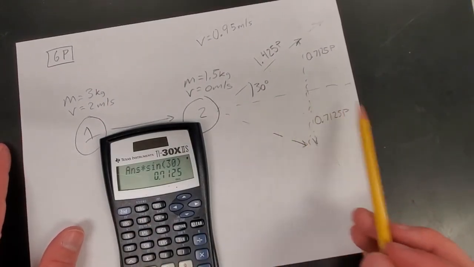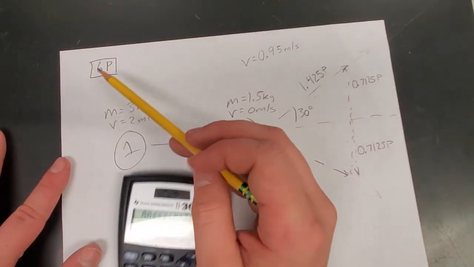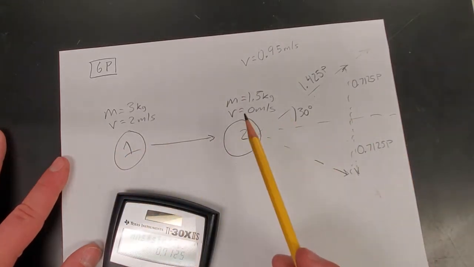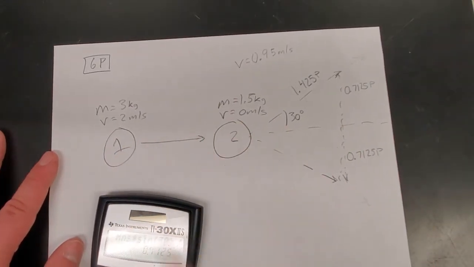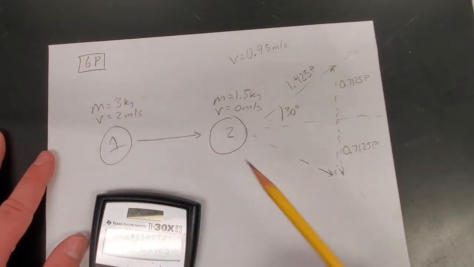And before we do that, I want to say there's something important to note. We started off with 6P, right? 6 momentum going in the horizontal direction. You guys remember that conservation of momentum states that whatever momentum you start with, you have to end with.